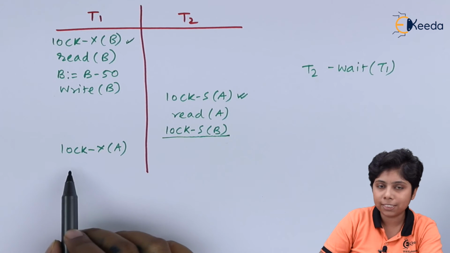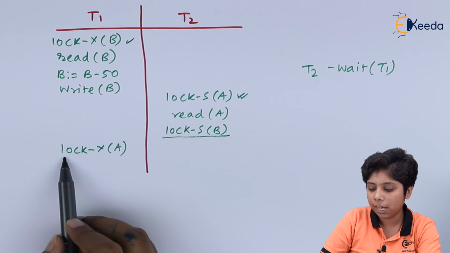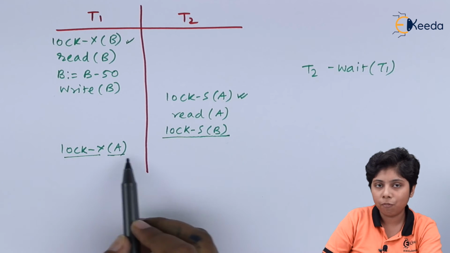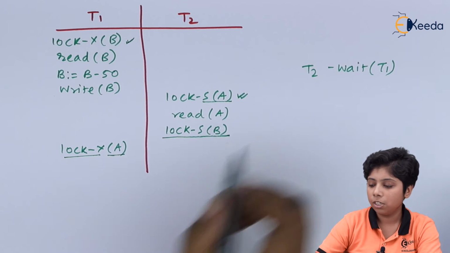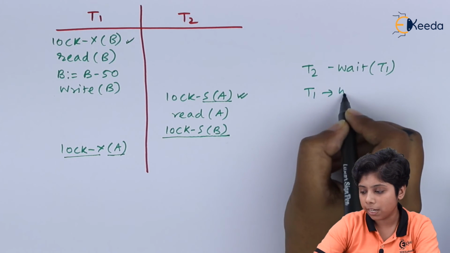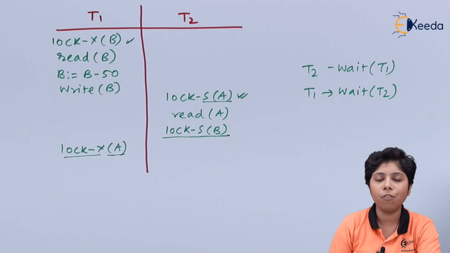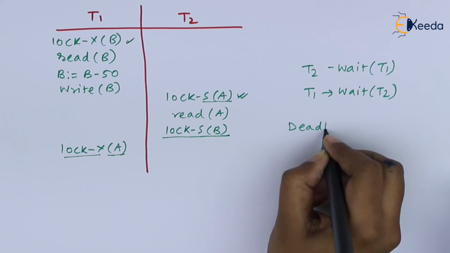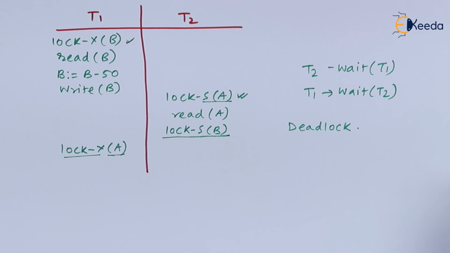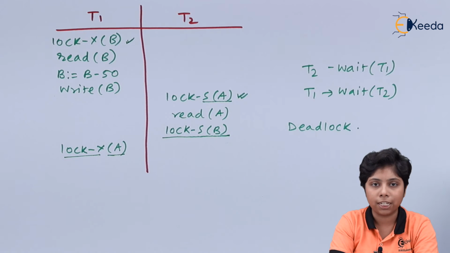Now if T1 is to complete its execution, it requires an exclusive lock on A, which is held as a shared lock by the transaction T2. So now T1 also requires T2 to complete its operation. So now we are reaching a condition which is called a deadlock. So now the schedule is in a deadlock state.